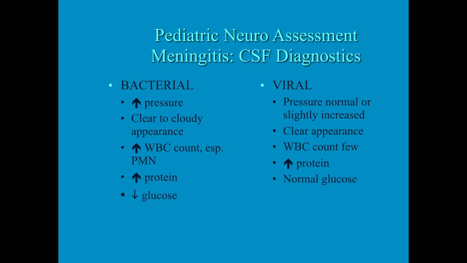Think about it. Why is the glucose low in bacterial and normal in viral? The reason is because the bacteria need glucose for replication, and so they are eating up all the glucose that's in that spinal fluid. They can make the infection worse. That's an important point for you to remember.